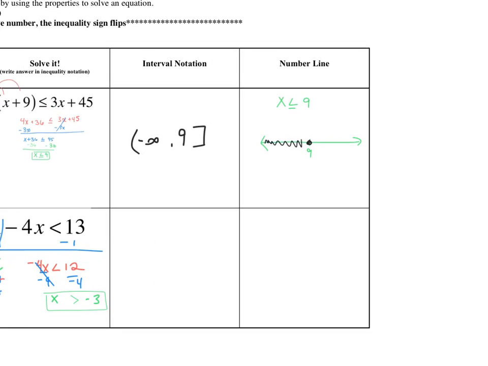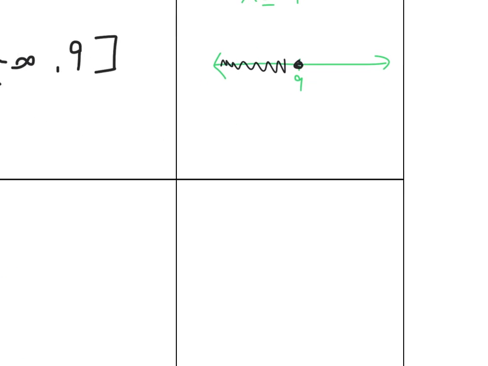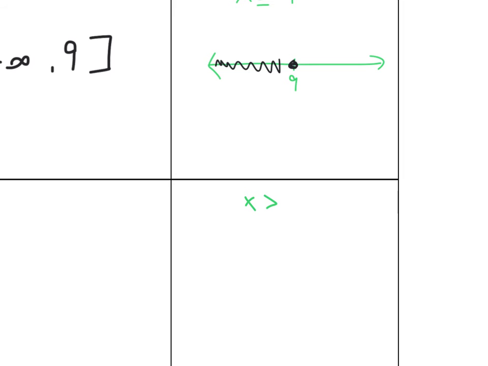I'm going to do my number line first again. I'm saying x is greater than negative 3. So if I draw my number line, I put my negative 3 smack dab in the middle, and I put an open circle around it this time, and I shade to the right because that's the direction the arrow is going. So I'm including all values of x that are larger than negative 3, but can't be negative 3.